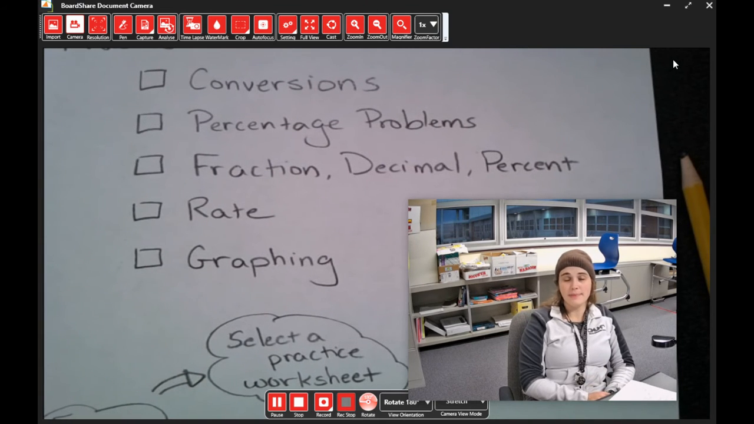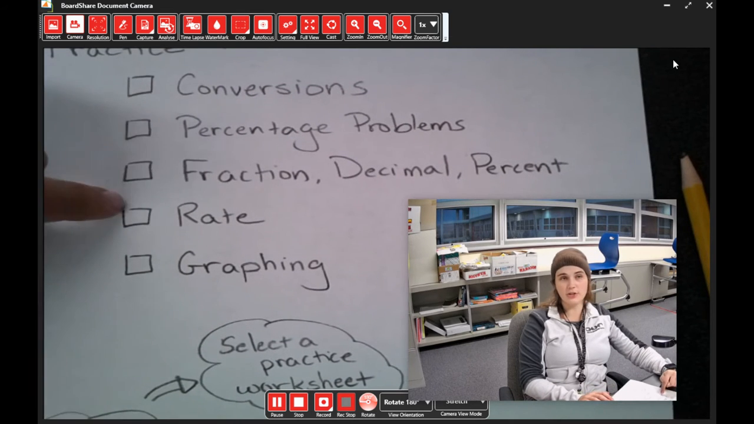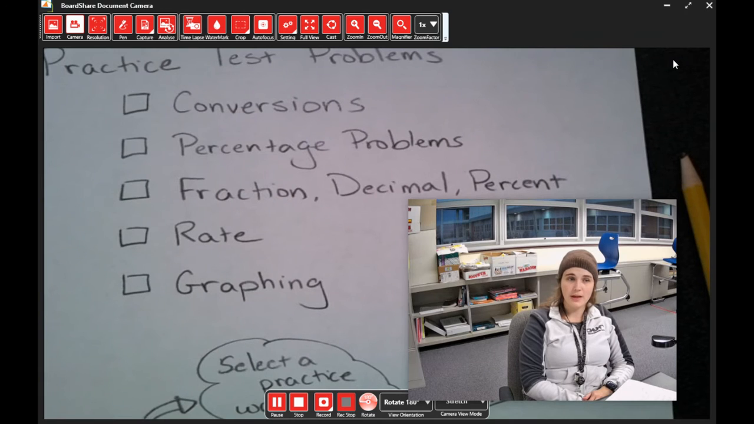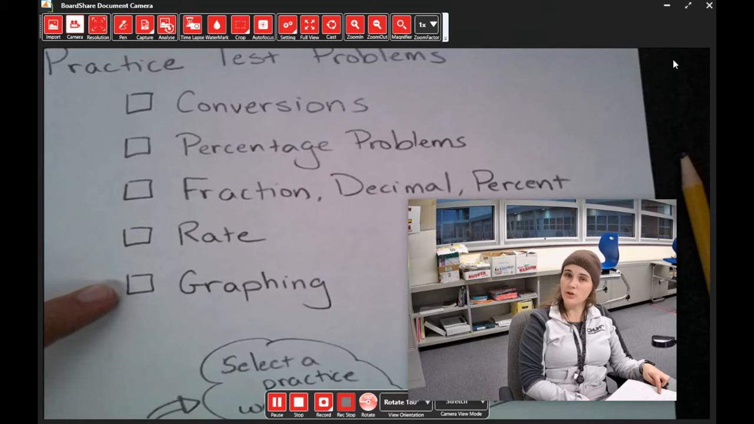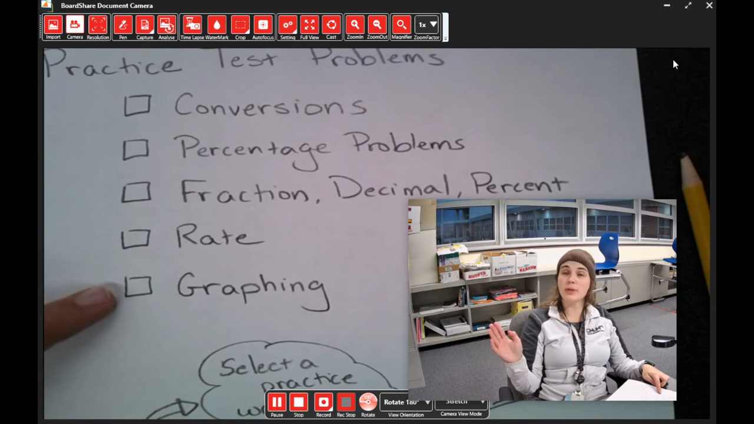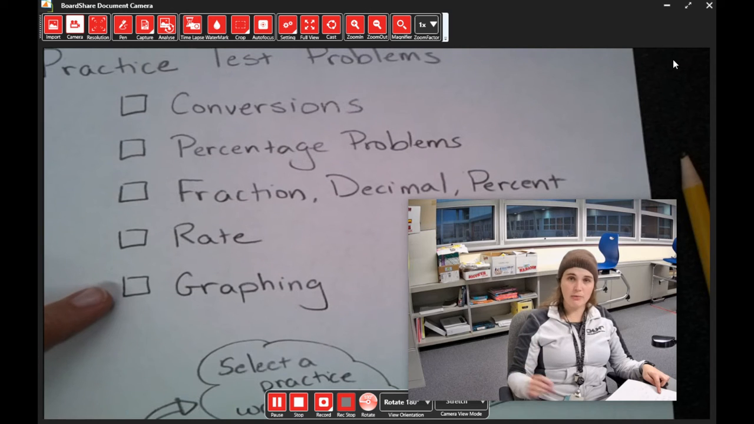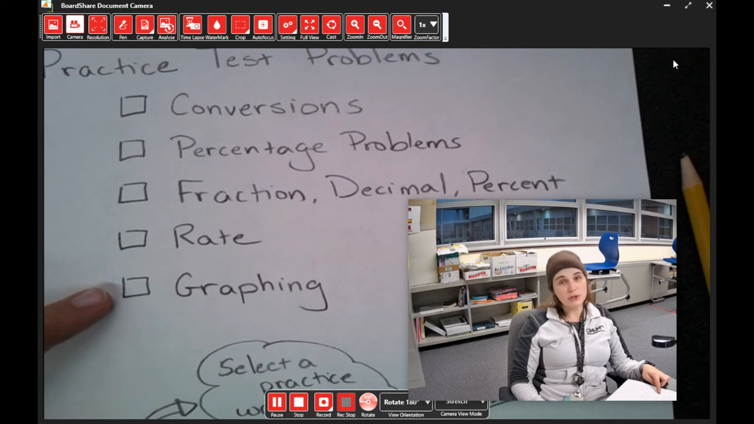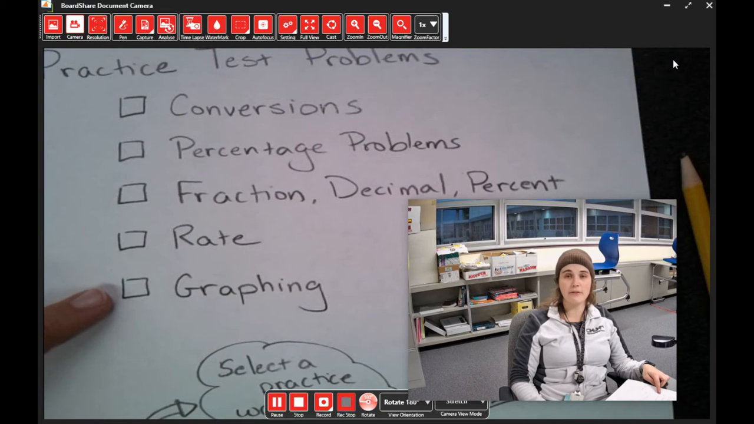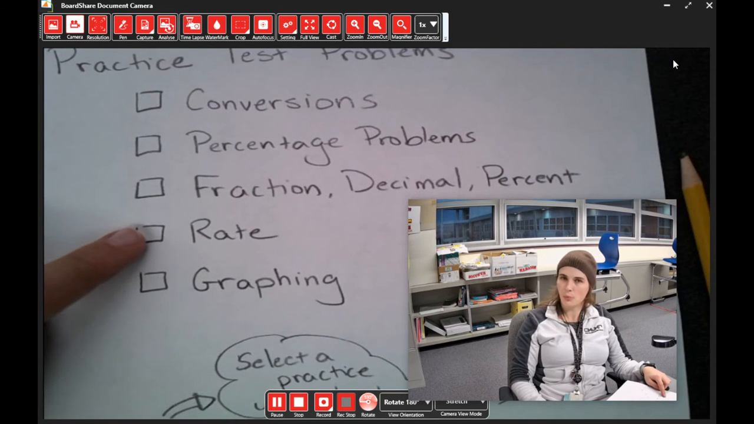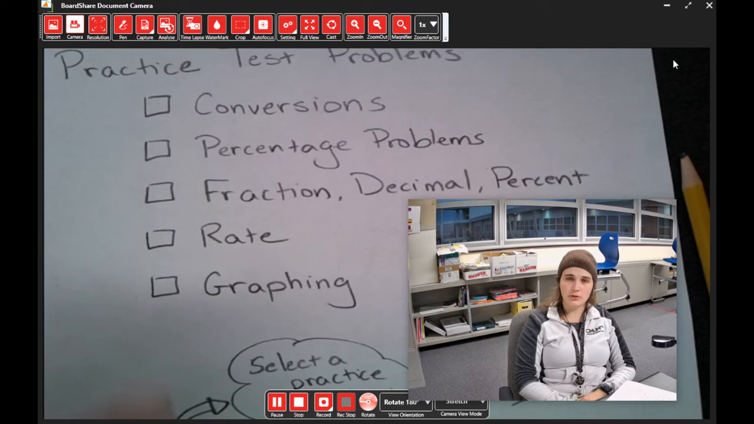Today, your job is to study. So I'm going to show you one of each of these types of problems, and then you are going to try worksheets on your own. You need to figure out what you need to practice on. If you feel really solid with graphing, maybe you start there, breeze through that worksheet, check your work, and then move on. Or maybe because you feel solid with graphing, you decide to save it for last and focus on rate, which you need more work on. It's really up to you and your preferred study method.